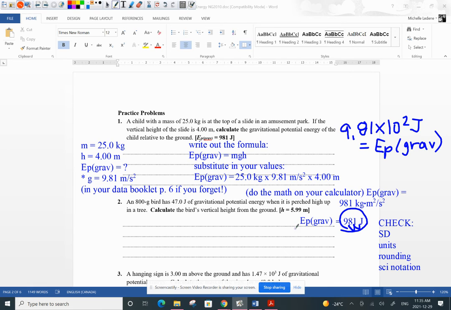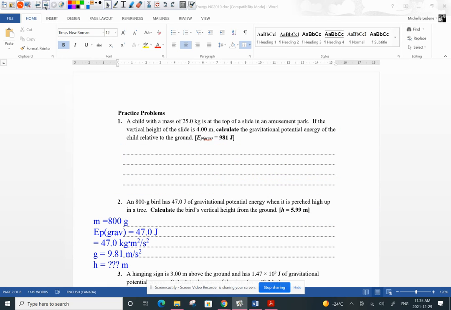All right, so there's our first example problem. Easy peasy. This is a plug and chug. We had everything given to us except EP due to gravity. Now let's look at our next question. In this one, we have the mass, it's 800 grams. This one, we're given the EP due to gravity, 47.0 joules.